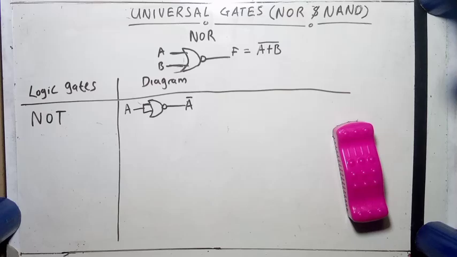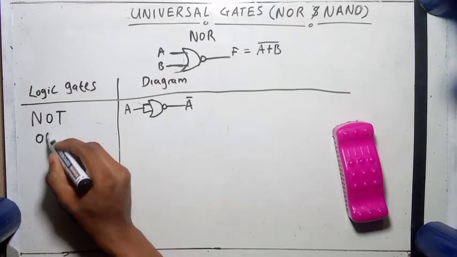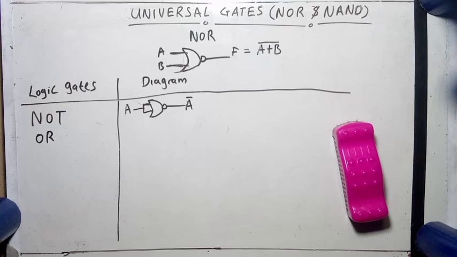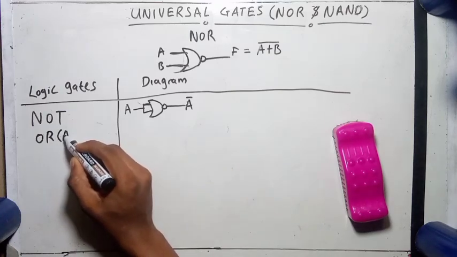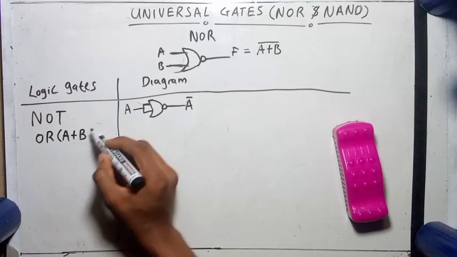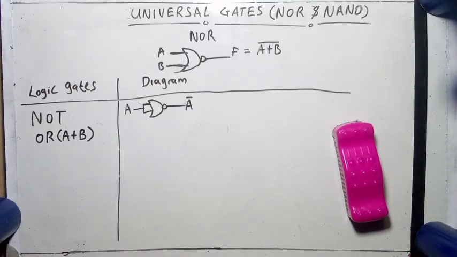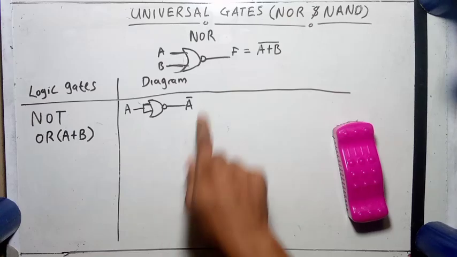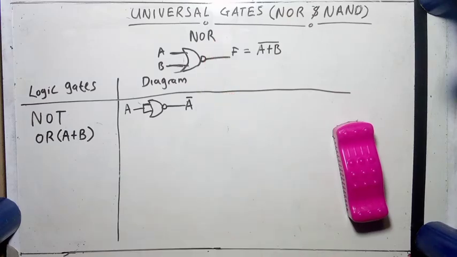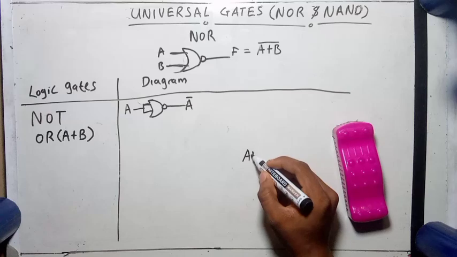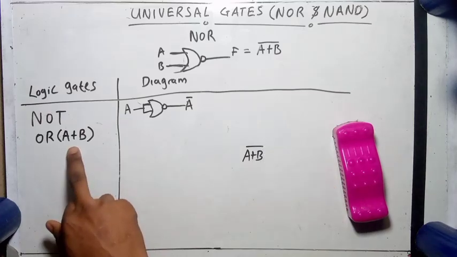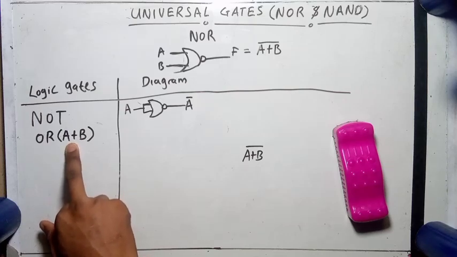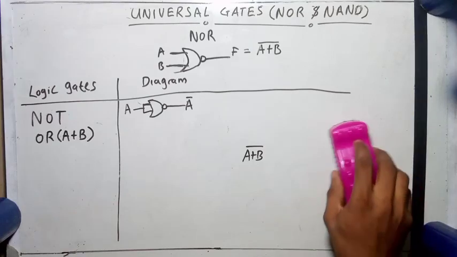Now we'll move over to the next one, which is our OR. We know that if we have 2 inputs A and B, the OR output is A plus B. But our NOR, on the other hand, gives (A plus B) bar. So we are looking for a way to get the OR output having only this in hand. This is how we do it.